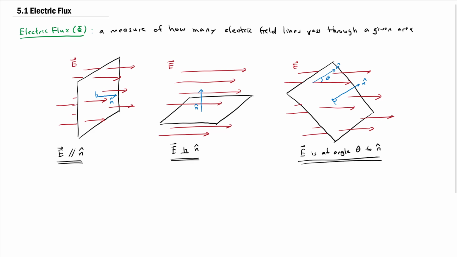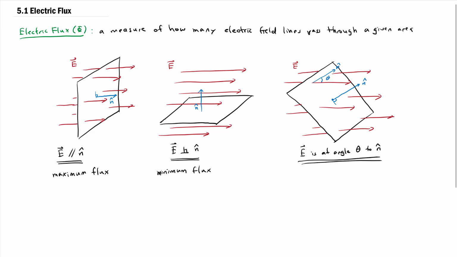So when we talk about electric flux, we want to be able to measure how many electric field lines pass through a given area. So looking at this option here on the left, we have maximum flux, because all of the electric field lines are penetrating the surface straight on. In this case, the second one here, when the electric field is perpendicular to the surface normal vector, none of the electric field lines pass through the surface. There's no penetration, so there's going to be minimum flux.